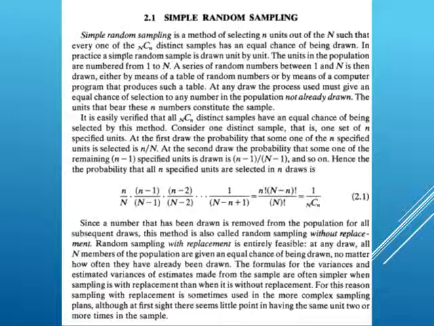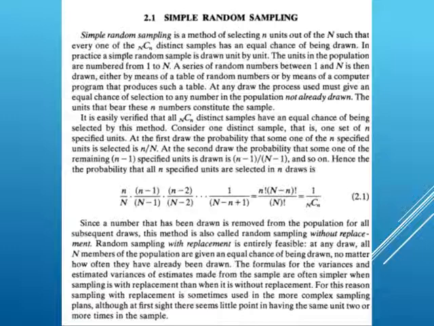Random sampling with replacement is also entirely feasible. At any draw, all the capital N members of the population are given an equal chance of being drawn, no matter how often they have already been drawn.